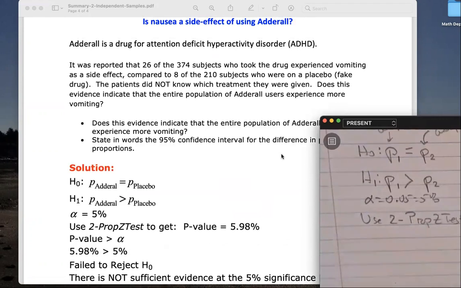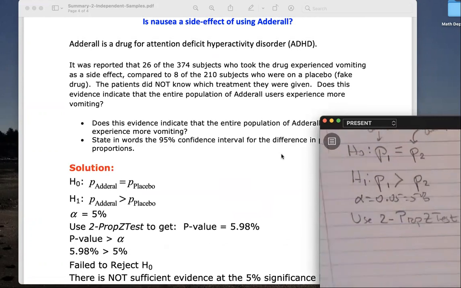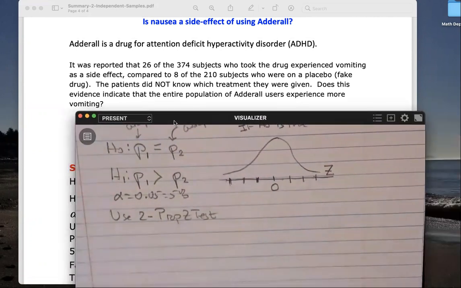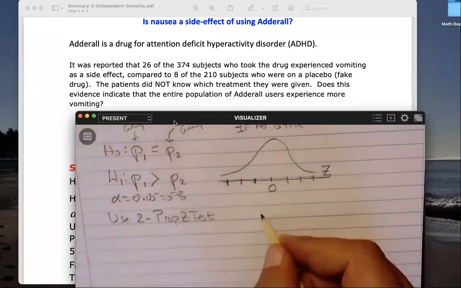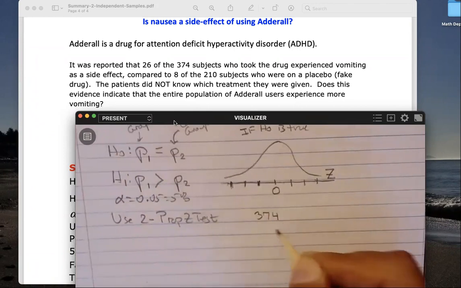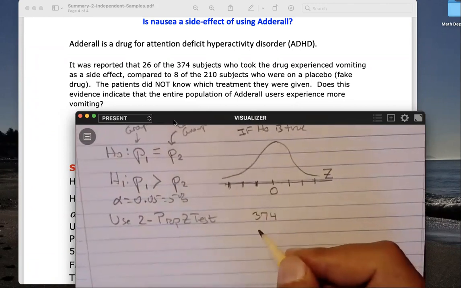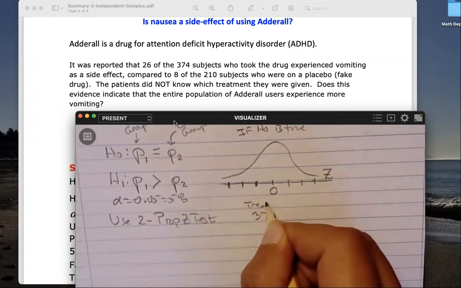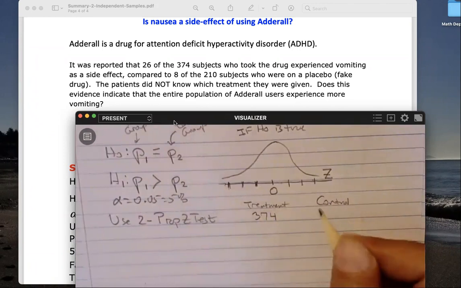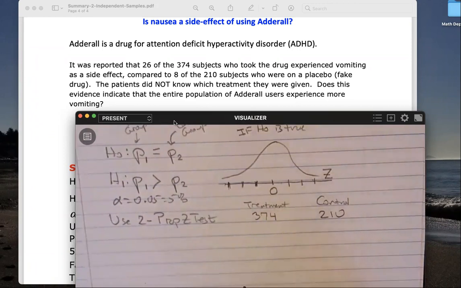Oh, there it is in that paragraph. Hey, let's make a little note to ourselves. Let's slide this on over here. So we got two samples. We've got 374 subjects in the treatment group, and then in our control group we've got 210. Those are pretty big sample sizes. Are sample sizes big enough for this statistical method to work?